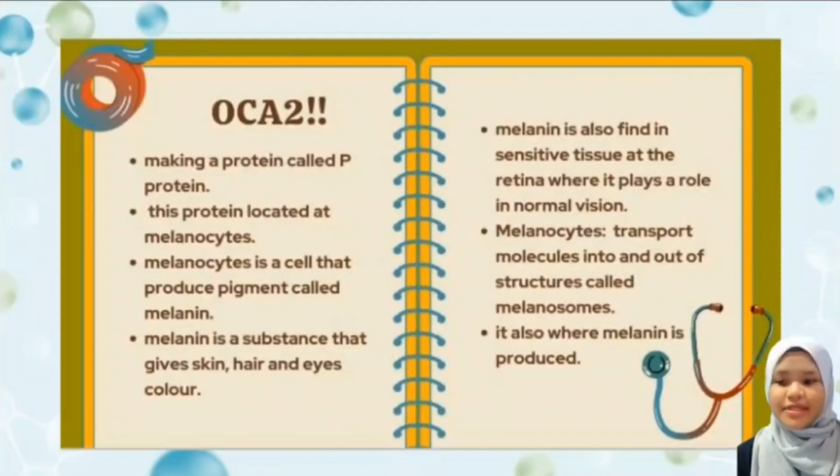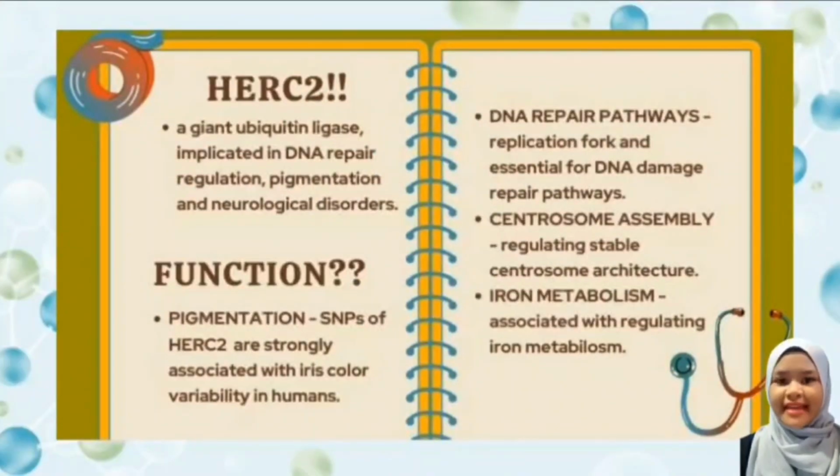About the melanocytes: the P protein may transport molecules into and out of structures called melanosomes. Melanosome is where melanin is produced. The researchers believe that this protein may also help to regulate the relative acidity, which is the pH, of melanosomes. A tight control of pH is necessary for most biological processes. Now we move to the next slide.